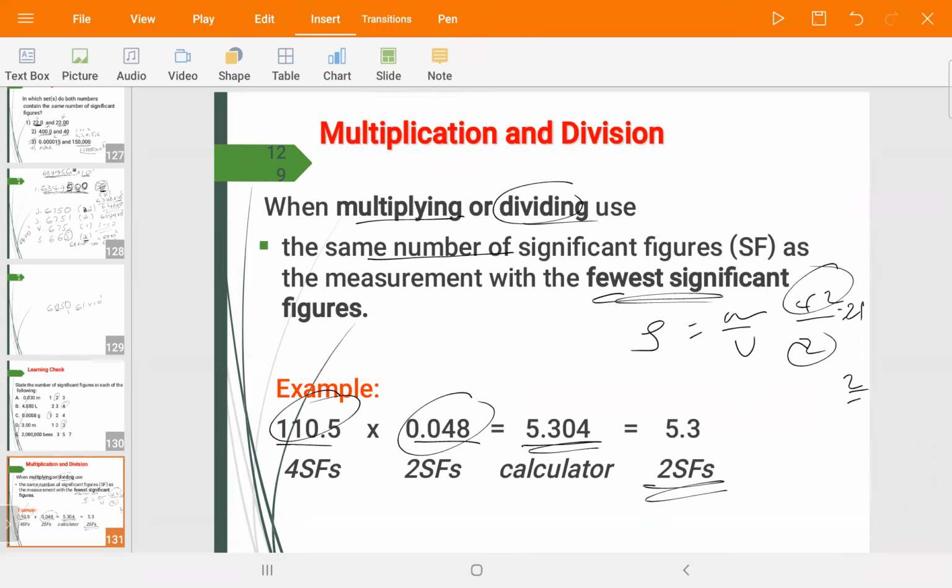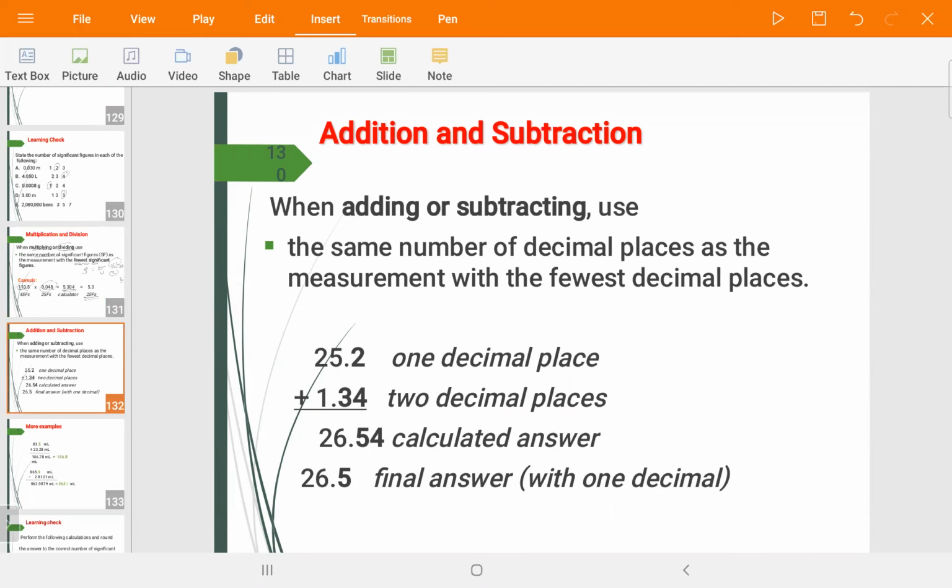Now the other concept is addition or subtraction. In addition and subtraction, the answer has the same number of decimal places as the measurement with the fewest decimal places. Decimal place means the numbers to the right of the decimal point. Here we have 1 decimal place, and here we have 2 decimal places. So our answer should have the same number of decimal places as the measurement with the fewest decimal places.